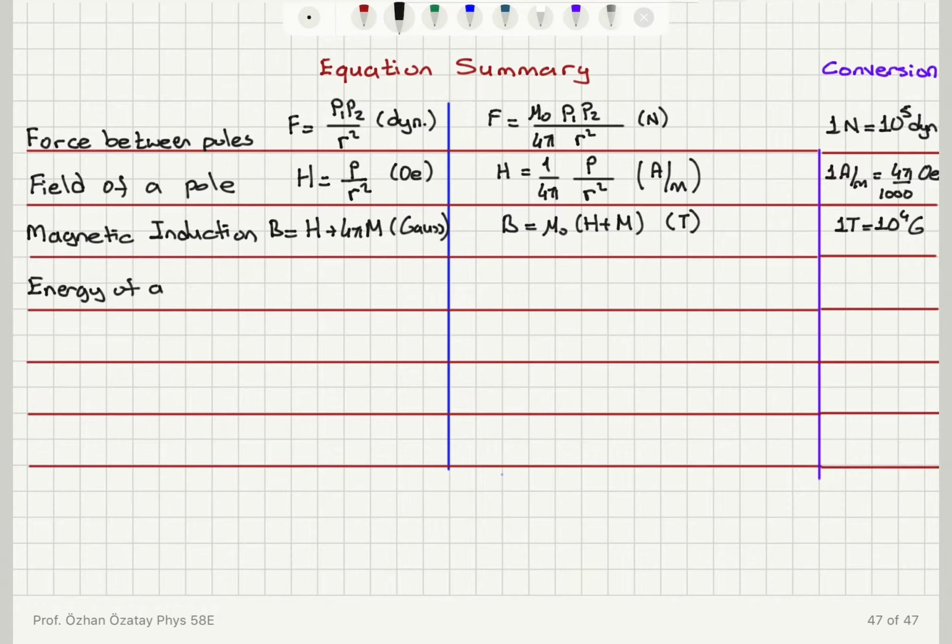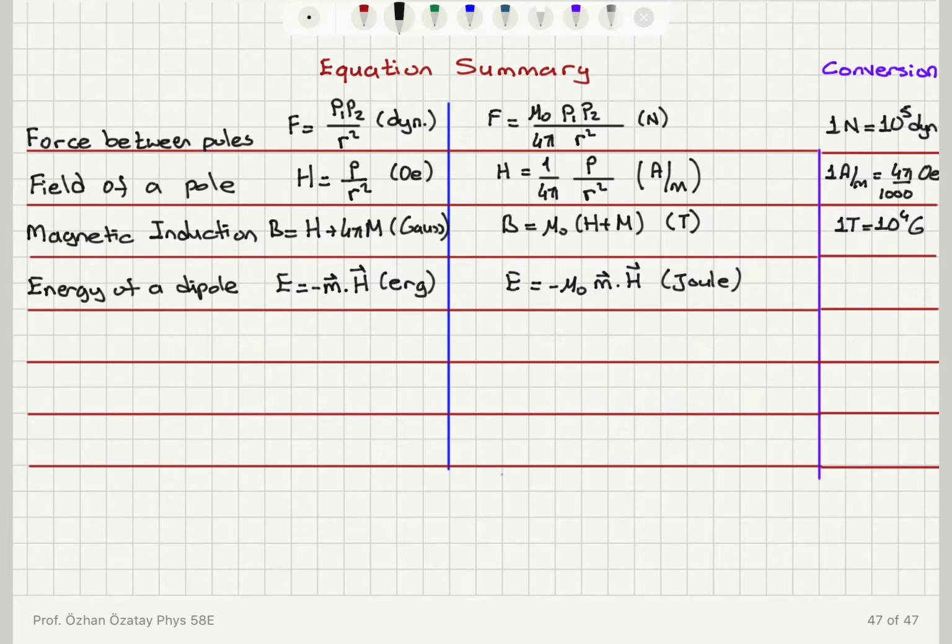The energy of a dipole in a magnetic field. Energy of a dipole. Its energy E is minus the dot product of magnetic moment with H, and it's expressed in units of ergs. So magnetic moment is measured in electromagnetic units, H is in Oersteds, remember. And in SI we can write this equation as E is equal to minus mu 0 m dot H, and the answer comes out in joules.